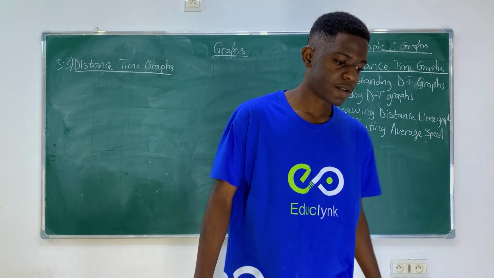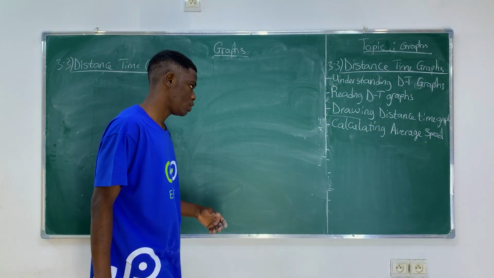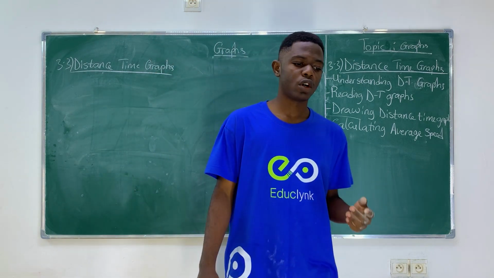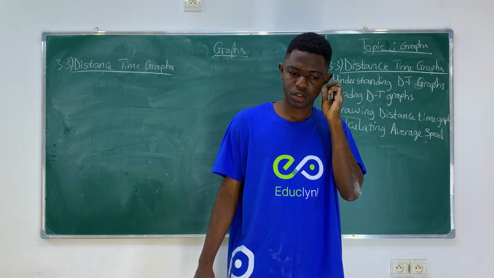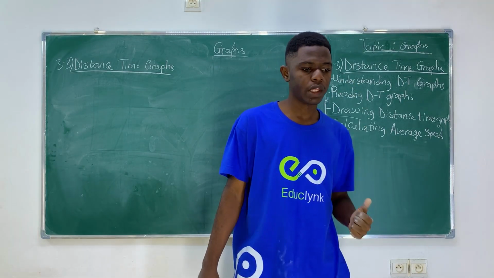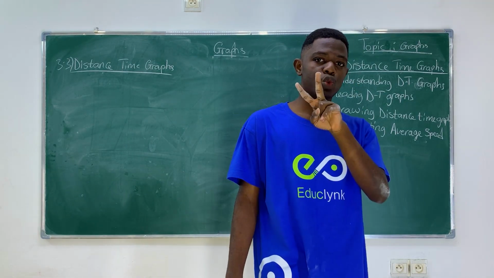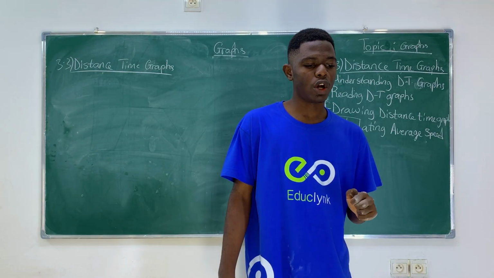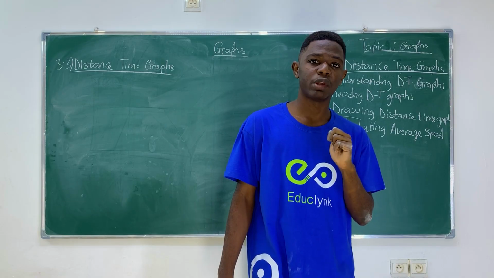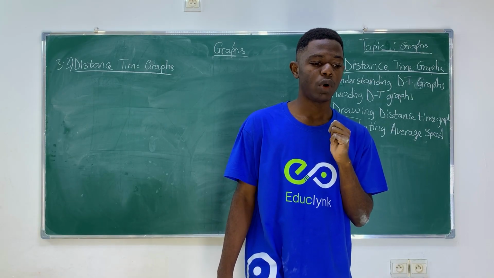Drawing distance time graphs. So let us just draw one as an example. We'll do two examples. Draw a distance time graph for a car that travels 60 kilometers in 1 hour.